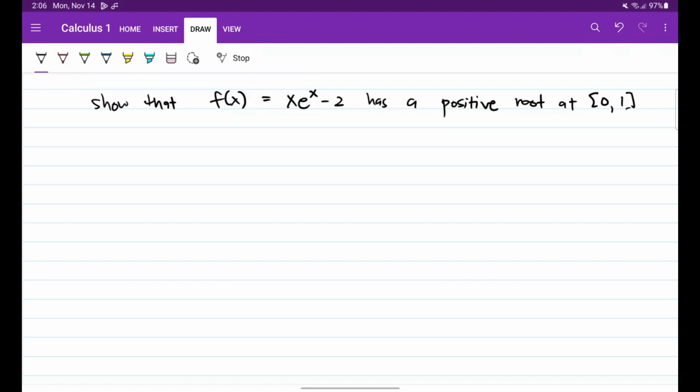Okay, so welcome to Quick Calculus, and in this video, we have here a problem that shows that f of x equals x e to the x minus 2 has a positive root at (0, 1).